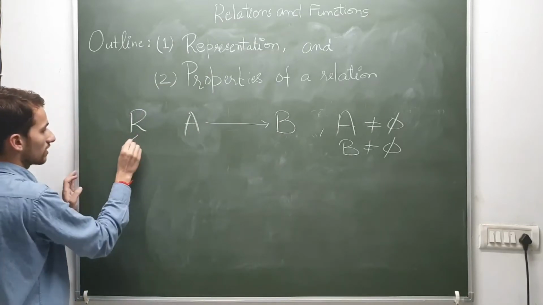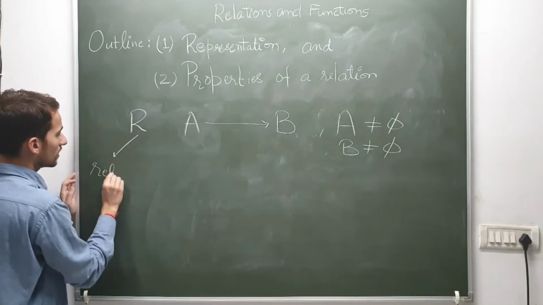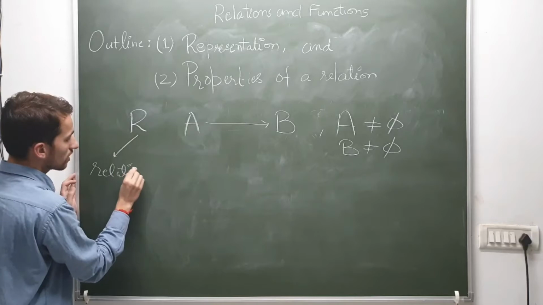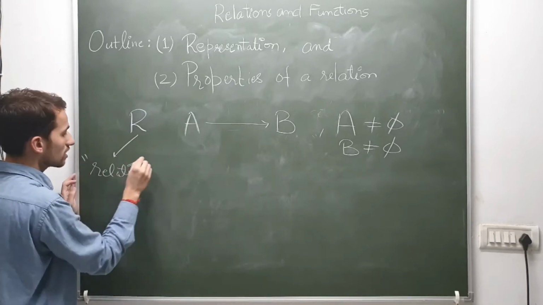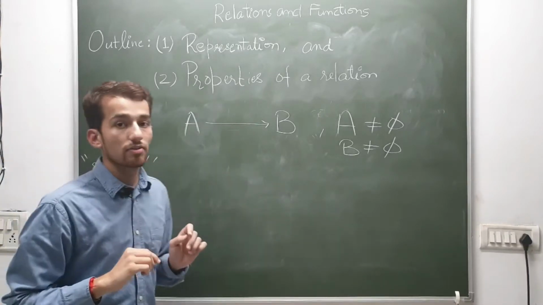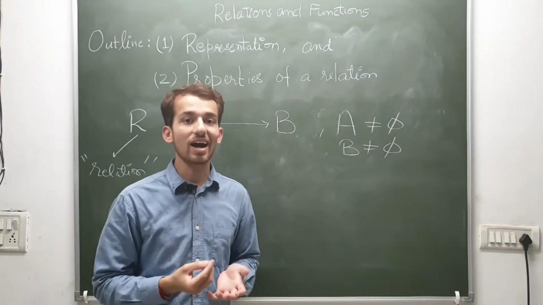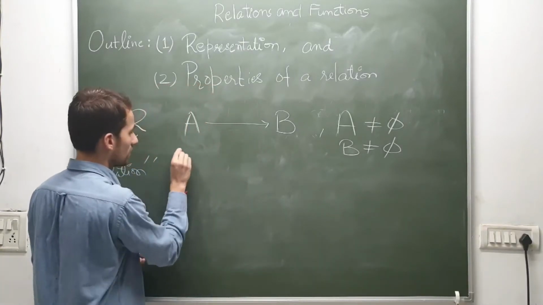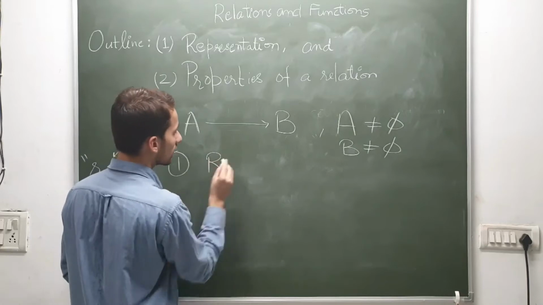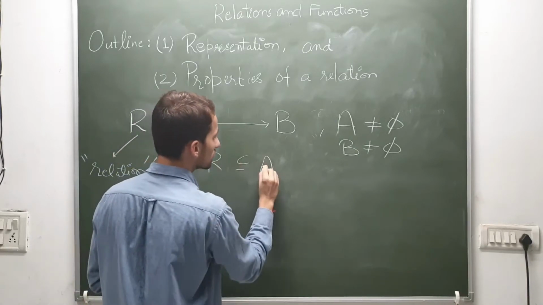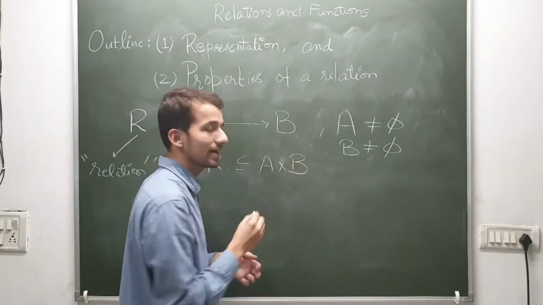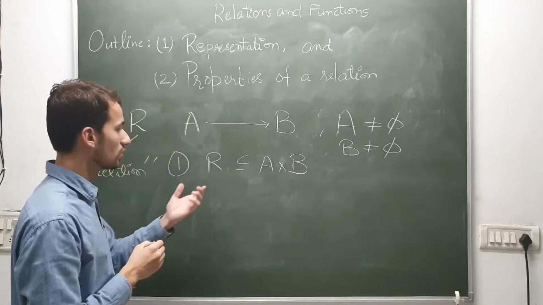Then for this relation R, I want to express some of its properties. The very first property is that this R is always a subset of this Cartesian product, and by its definition it's natural that it is always a subset.